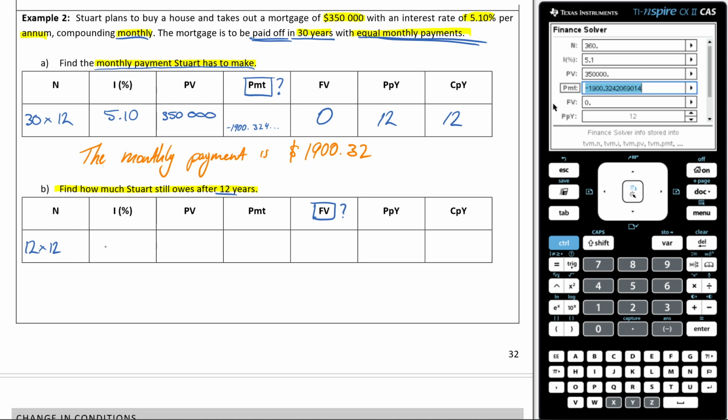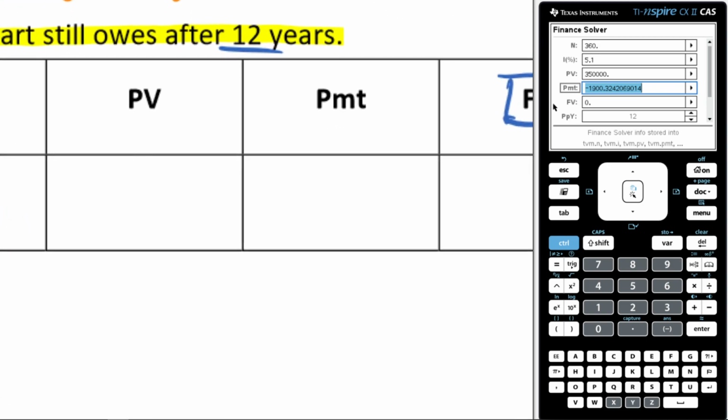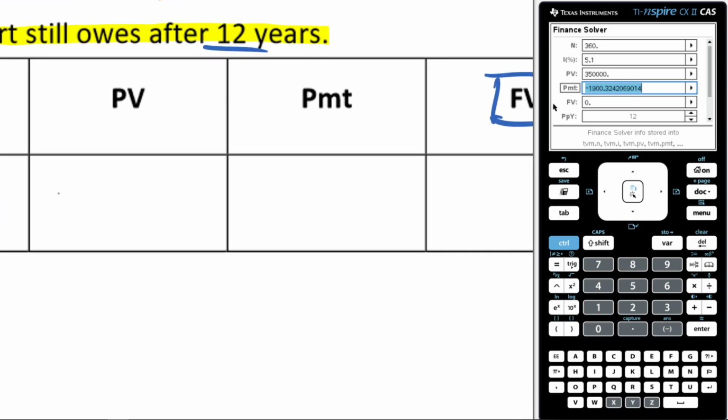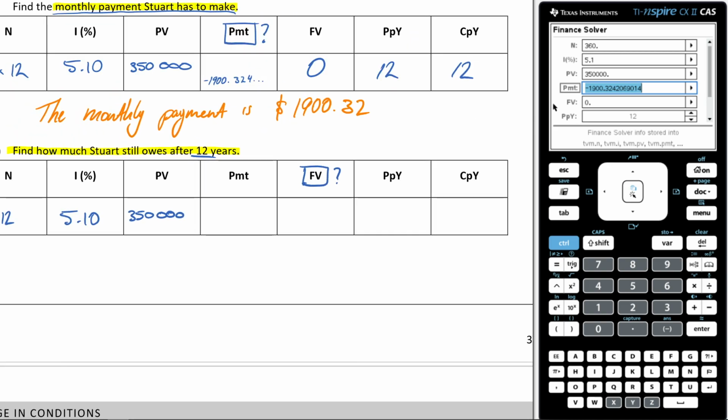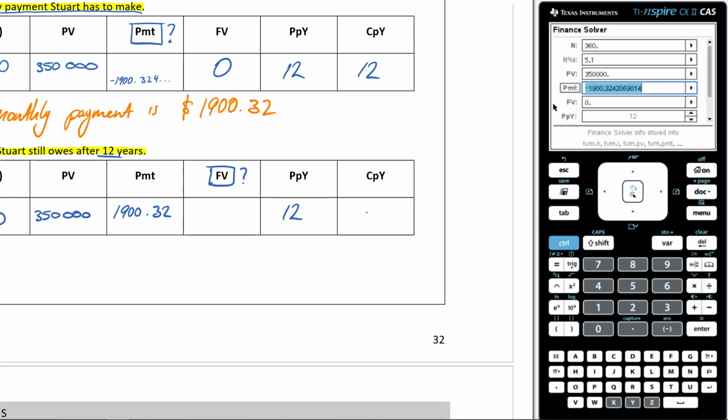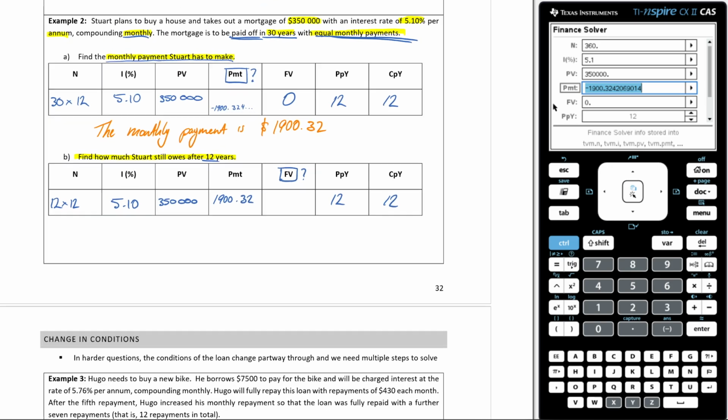If it's 12 years, I'm going to go 12 years times 12 monthly payments, so 12 times 12. My interest rate is still 5.10. My present value is still 350,000. My payments is something that I know now. I know that my payments are going to be 1,932 cents. Future value, I do not know. And this will be 12, and this will be 12. So now, with all this information, I can figure it out.